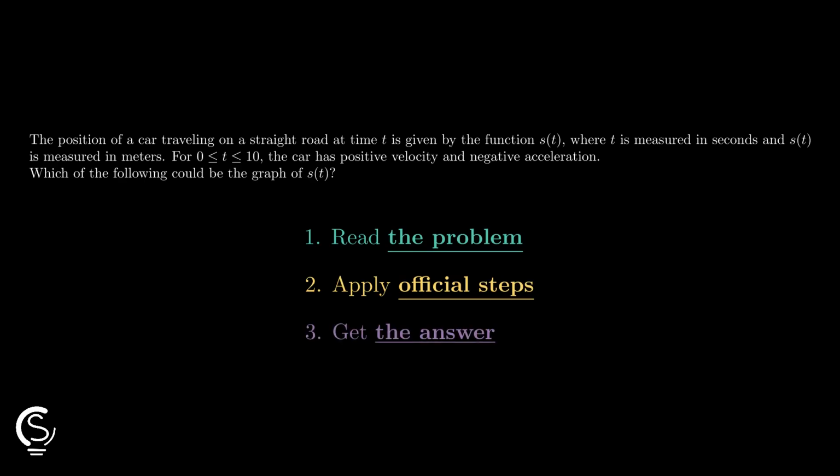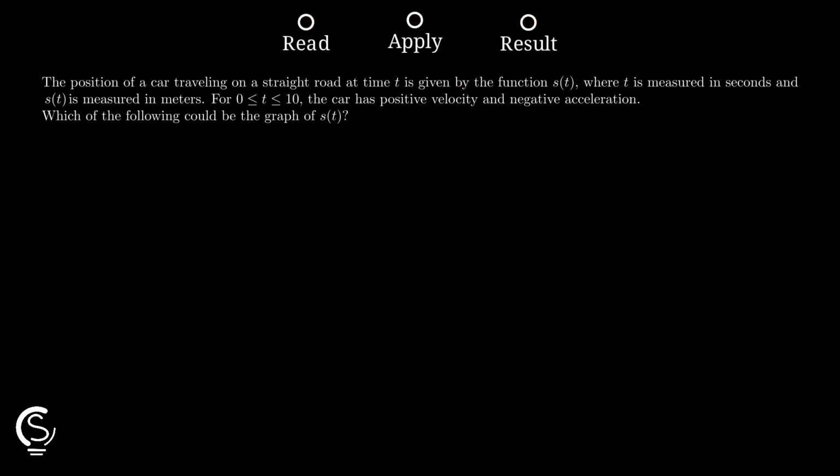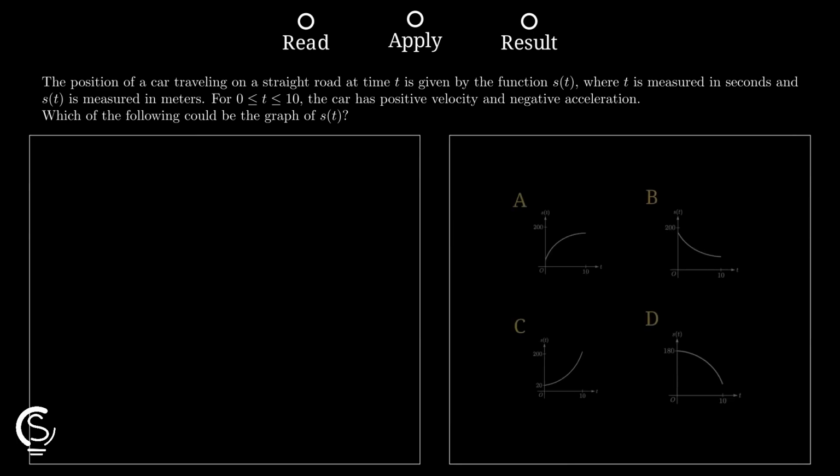Finding the correct graph for a car with positive velocity and negative acceleration is simple if you follow these steps. First, we look at the velocity. Since the problem states velocity is positive, the position function must be increasing over the entire interval. This means the graph must always go up.